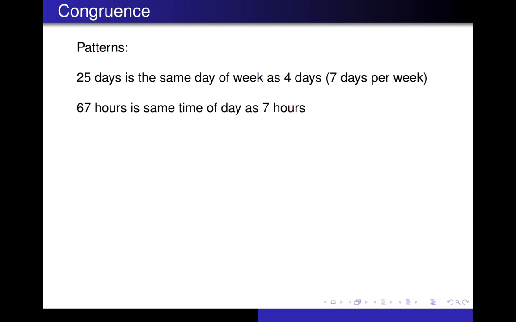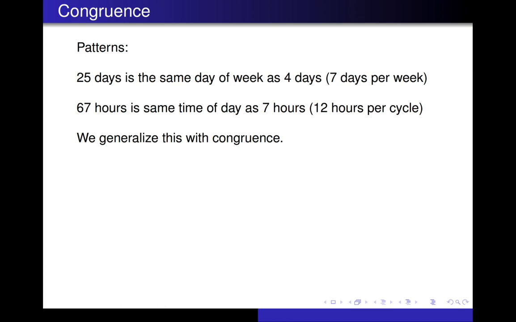Now, 67 hours is the same time of day as 7 hours. But of course, again, that depends on the 12 hours per cycle. If our clocks were set up for a different number in the cycle, that would be a different situation. So basically anything that has any kind of cyclical nature, whether the cycle is every 7 units or every 12 units or every 15 units, if we had something else that we were measuring, it can be measured in the same way. And we're going to describe this with something called congruence.